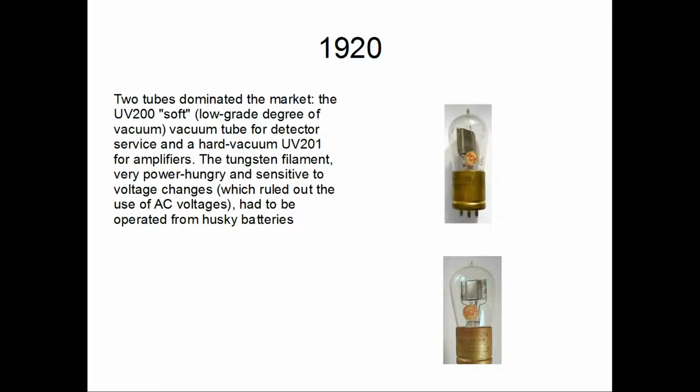In 1920, two tubes dominated the market: the UV200 soft vacuum tube for detector service and a hard vacuum UV201 for amplifiers. The tungsten filament, very power hungry and sensitive to voltage changes, which ruled out the use of AC voltages, had to be operated from Husky batteries.